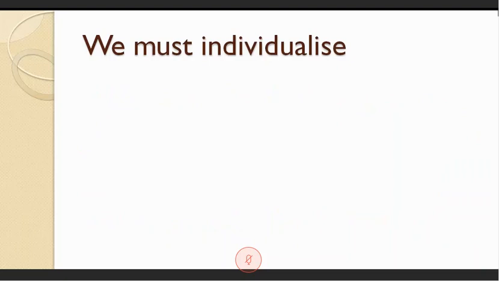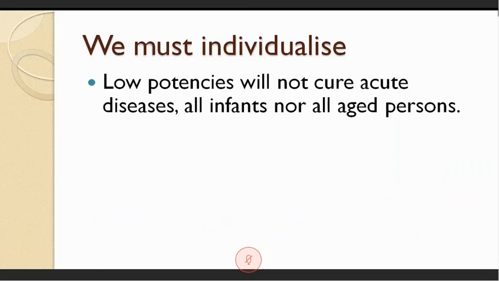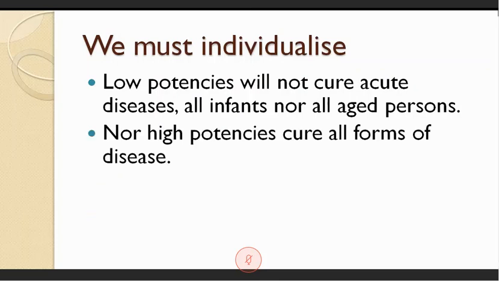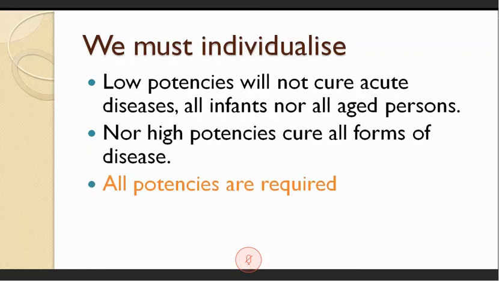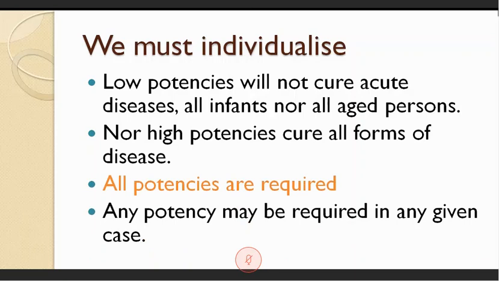Okay, so we must individualize the cases. Low potencies will not cure acute diseases in all infants nor all age persons, nor do high potencies cure all forms of the disease. All potencies are required. Any potency may be required in any given case. So all the practitioners should have all the potencies available, so that any potency may be required in any given case, we should be ready to prescribe the potencies according to the case.